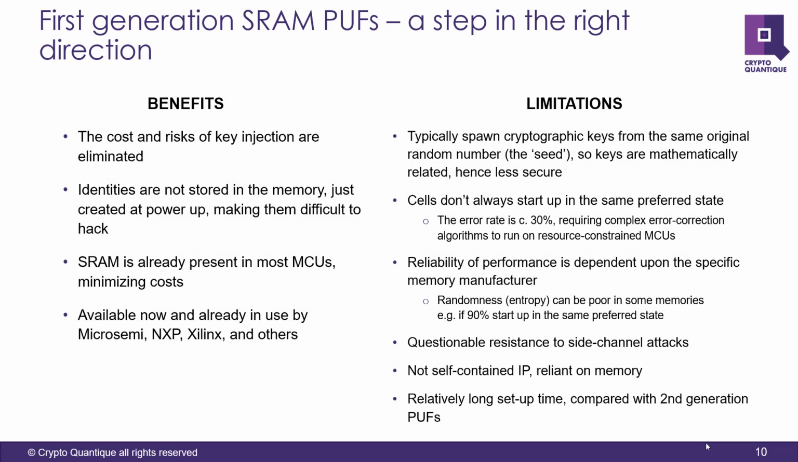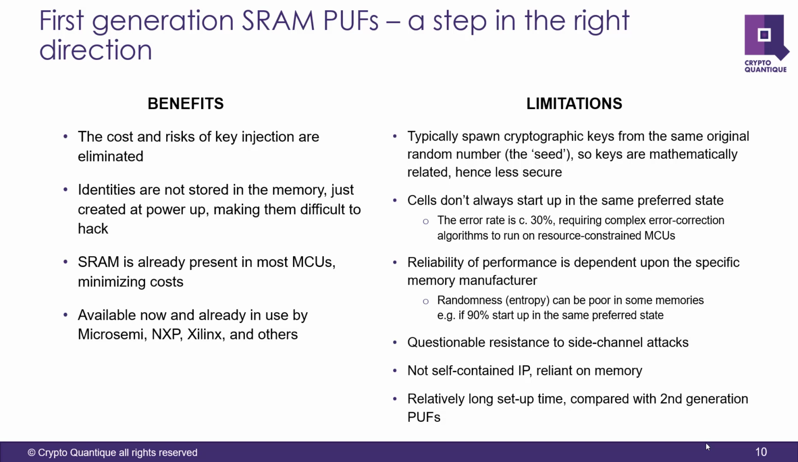Let's now have a look at the pros and cons of these PUF technologies. Let's first have a look at the SRAM variant. So benefits of this are of course that you don't actually have to inject keys into the device. The seeds to generate keys are created by the SRAM itself, which is already in the device. The actual identity itself is not stored in memory as such, i.e. it's not stored in some flash memory which could easily be extracted. It's actually stored in the physical makeup of the SRAM cells, so it is quite difficult to hack. SRAM is already present in most MCUs, so the peripheral is already there and you're going to take advantage of it. And it's available from different vendors. Some examples here, Microsemi, NXP, etc.